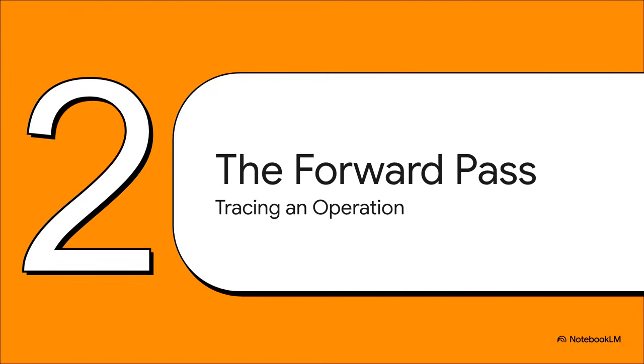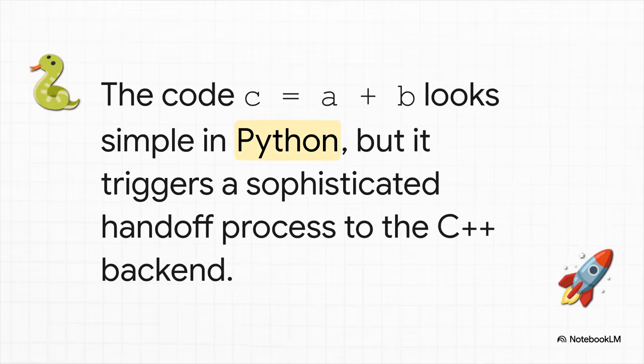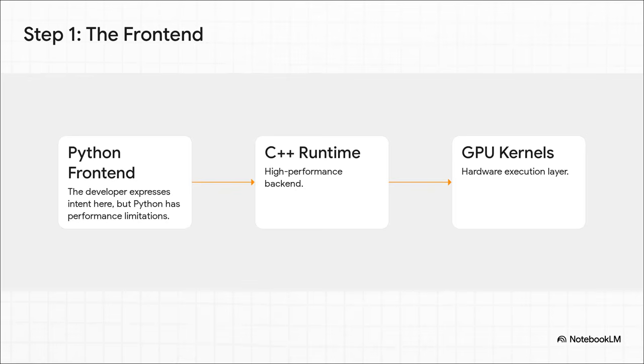Okay, with our map and key players defined, let's trace a real operation. We're going to follow it step by step on its forward pass from Python all the way down to the hardware and back again. Let's use a really simple example, just adding 2 tensors, C equals A plus B. It looks like one simple line in Python, but as soon as you run it, a whole handoff process kicks off.